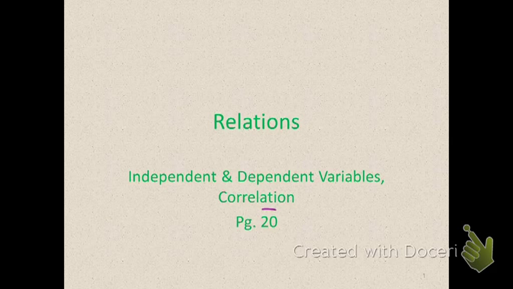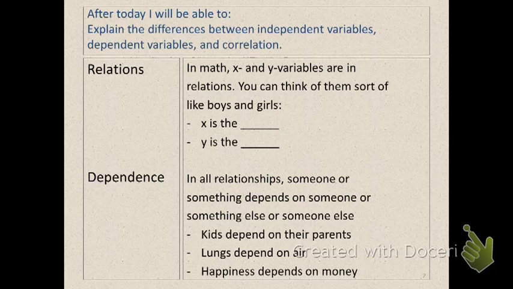These notes are going to go on page 20 of your notebook, okay, and we're going to be talking about independent and dependent variables and what that means, and then this thing called correlation. So, hope you're ready. Here we go. Your goal is that after today, you're going to be able to explain the differences between independent variables, dependent variables, and correlation. The variables are kind of similar, but correlation is a little bit different.